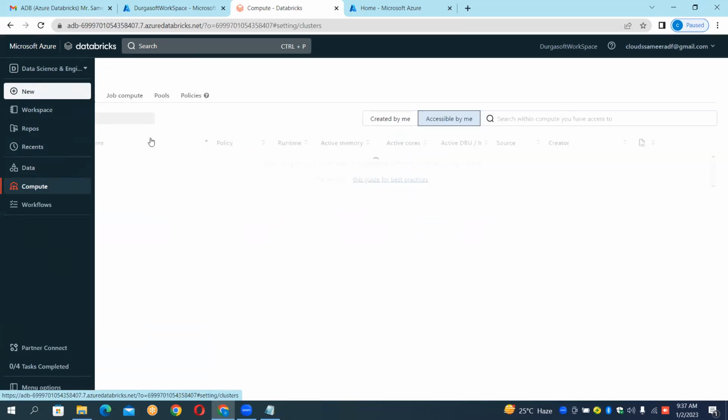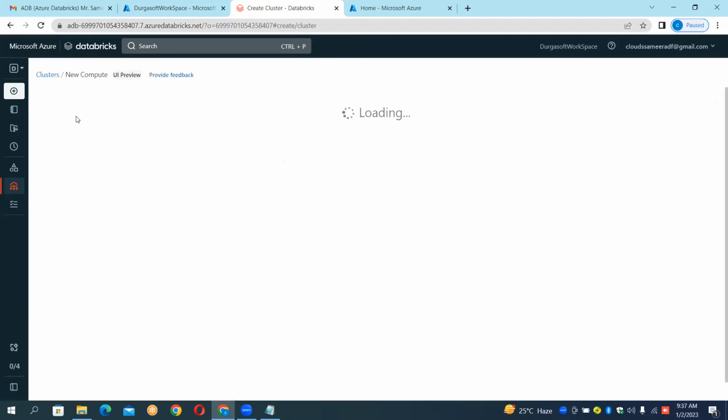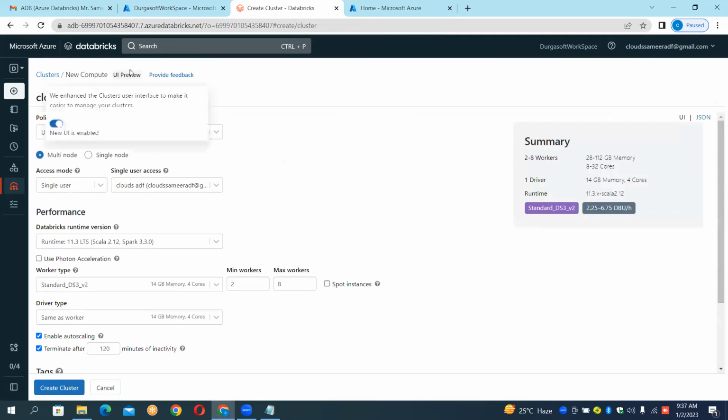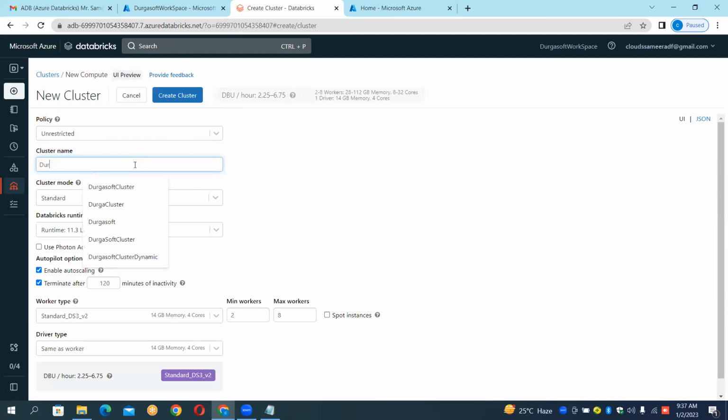So how many types of cluster modes do you have? Two, all-purpose and job. Yes. Job and all-purpose. These are the two clusters we have. So I'm opening this cluster. Now, guys, I want to label this cluster with my own name, so hence I'm disabling this. And now I want the name to be given as Durga Soft cluster. Let it be standard, no problem. Click on create. That's it, guys.